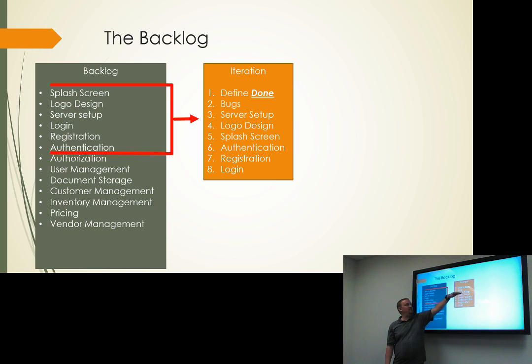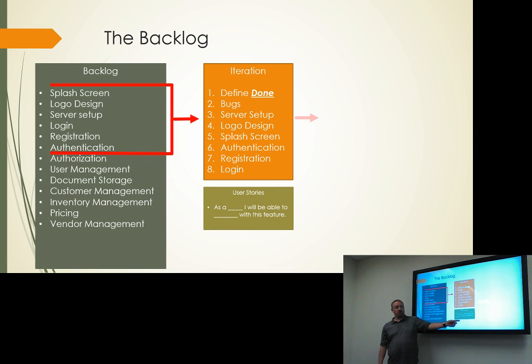Okay? This is in order of, what do you think? Importance. Priority. This is the first thing we should do for this iteration. This is the next thing we should do for this iteration. This is the next thing that we have to do. Server setup, logo design, splash screen, authentication, registration, login. These are the order of things of importance that we must get done. If this last thing doesn't get done because we run out of time, hopefully that doesn't happen, but at least it's not the most important part of what we needed to get done. So this is unordered, this is ordered.